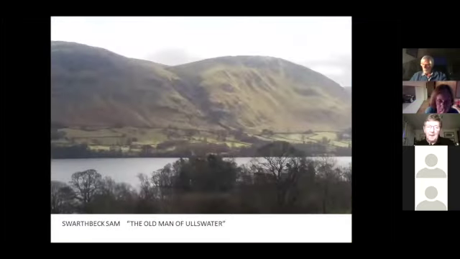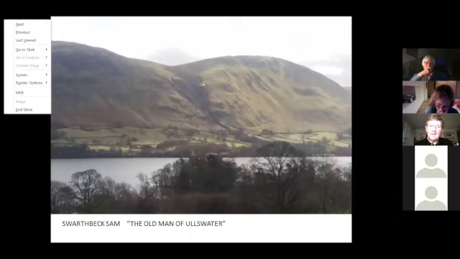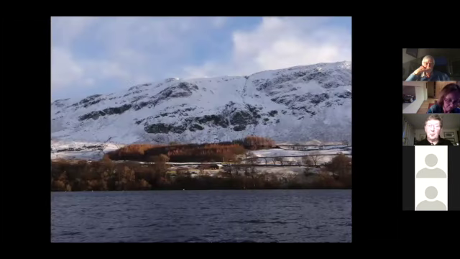Now, I don't know how many of you are familiar with this idea. It was told to me decades ago. Let me just point it out again. Okay, here. Eyes, nose, and a line of crags representing the mouth. There's the forehead. It was described to me as the old man of Ullswater, just to the south of Swarthbeck. I call it Swarthbeck Sam, but something to watch out for. It's one of those things that perhaps you never even thought about. It may be many of you know exactly what I'm talking about.